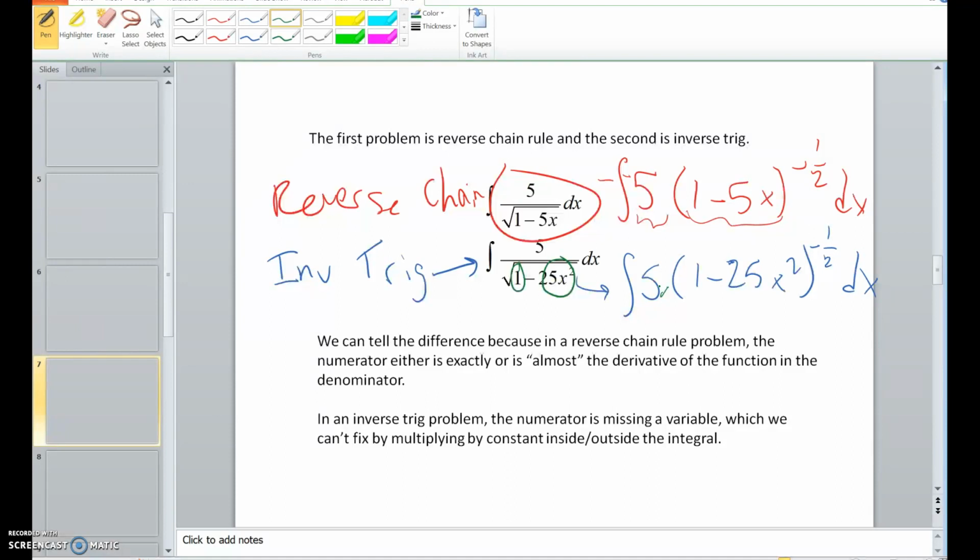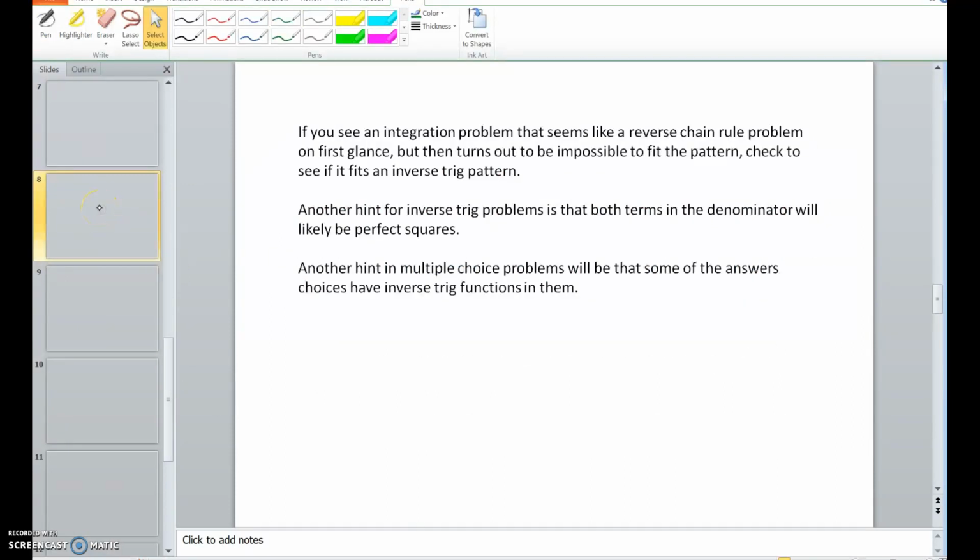Other giveaway, obviously, if it's a multiple choice question, it's an integration problem, and the answer choices have inverse trig functions in them. That's obviously also a giveaway that maybe you should be thinking about inverse trig problems. Okay. So these are hints to be able to recognize an inverse trig problem. You might want to put these in your notes.